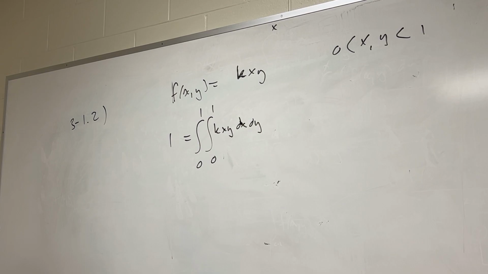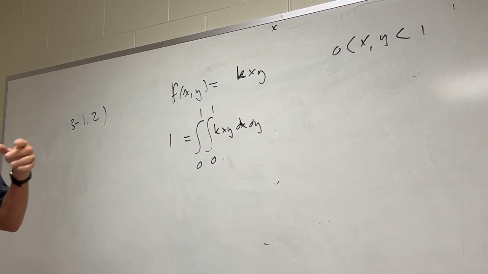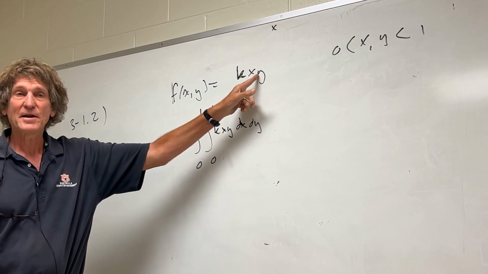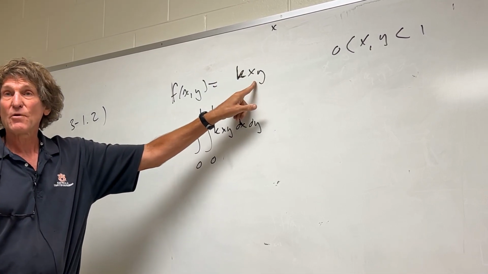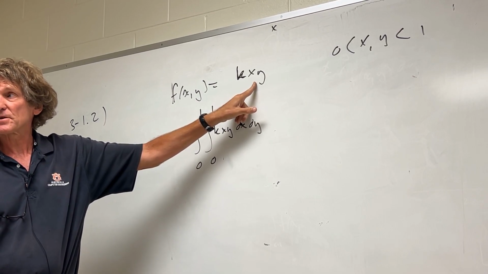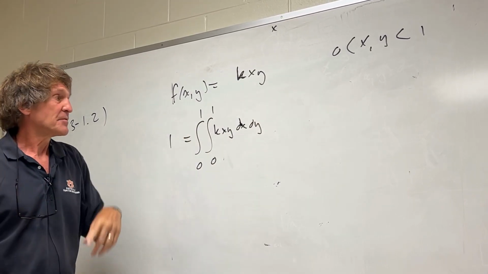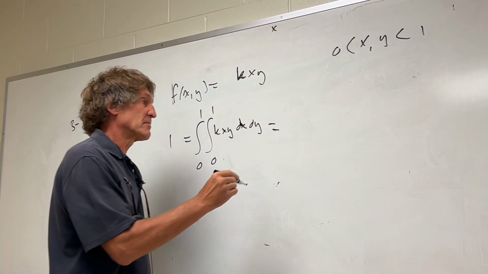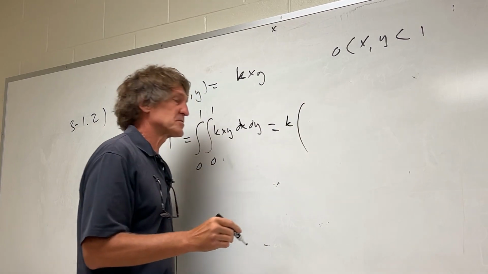Y'all follow me? There's no tricks here. This thing can get as complicated as you want. It could be x squared, y to the 1/2. It could be 1 over x, y cubed. Doesn't matter. You have to integrate it and set it equal to 1 to get the values of constants. That's what they're saying. If you take a look at this, what is this going to be? Well, it's going to be k, right? We can just write it down.